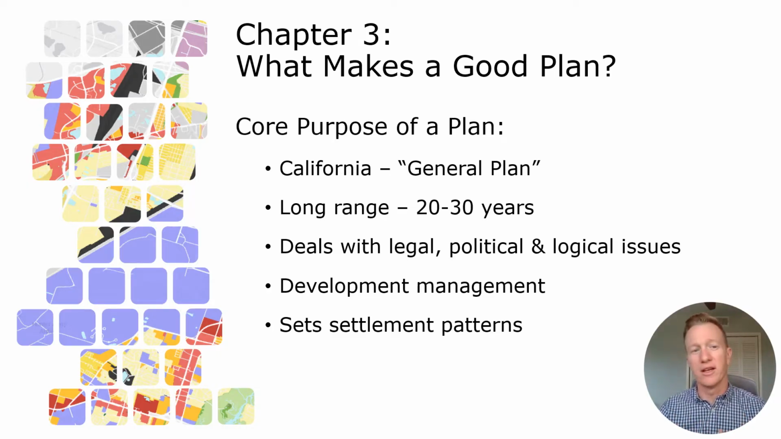That's the horizon line. And a general plan or a plan should look at what are the legal implications around growth, what are the political implications either in your local jurisdiction and statewide, and what logical issues need to be dealt with. So the goal is to create or manage development so that it addresses each of those sections, and then creates a settlement pattern for how a city should settle in the future.